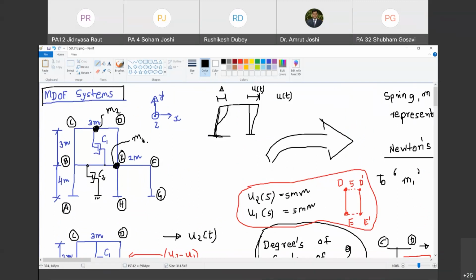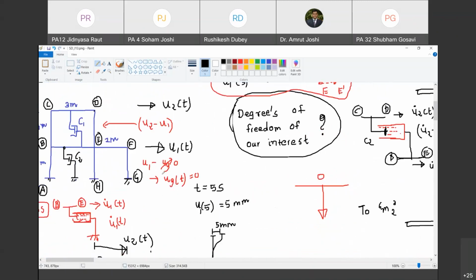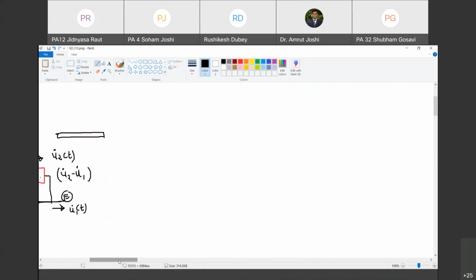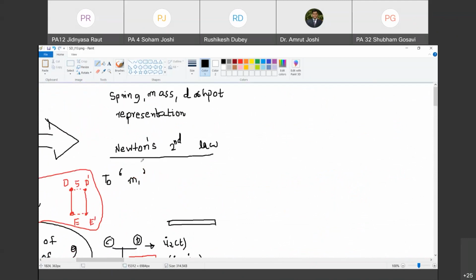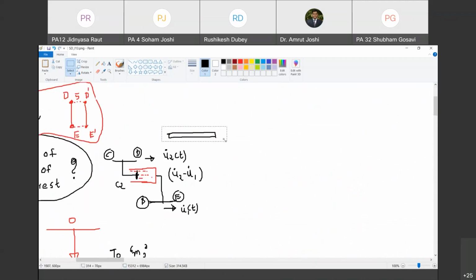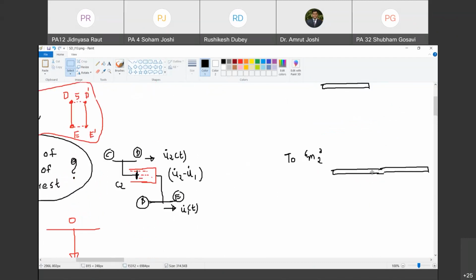Yes, sir. Okay. Now, to write down the equation of motion, that means the equation that will help us estimate u1 of t and u2 of t, I will have to apply Newton's second law. We have done this before. Do you agree with me? Yes, sir. So we are going to now apply Newton's second law first to mass m1. Are you with me? And then we are going to apply Newton's second law to mass m2.